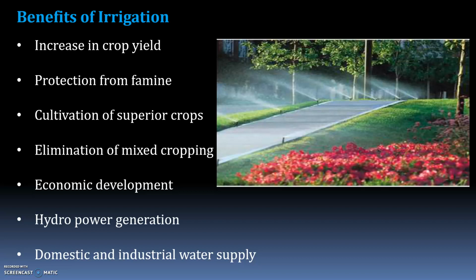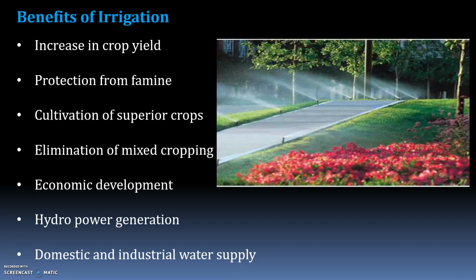The next point is the elimination of mixed cropping. If irrigation facilities are not available in the area, the farmers have a tendency to adopt mixed cropping, where they grow two or more crops together in the same field. So mixed cropping is the cropping where the farmers grow two or more types of crops together in the same field. But because of the irrigation facilities, it can be eliminated.